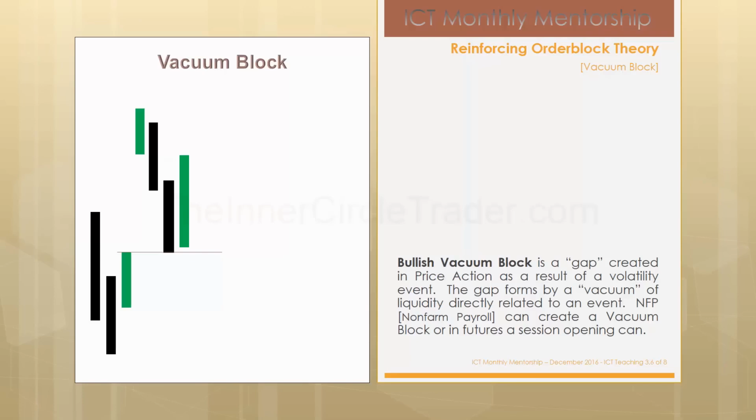So when that closes in that range, the vacuum block is completely filled in, and now price is permitted to trade bullishly higher. And once it takes out that high, we would usually expect to see price continue on the upside. So in summary, a vacuum block is nothing more than a breakaway gap.